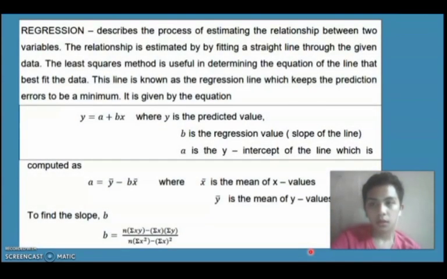Next, the linear regression describes the process of estimating the relationship between two variables. The relationship is estimated by fitting a straight line through a given data. The least squares method is useful in determining the equation of the line that best fits the data. This line is known as the regression line, which keeps the prediction errors to a minimum.